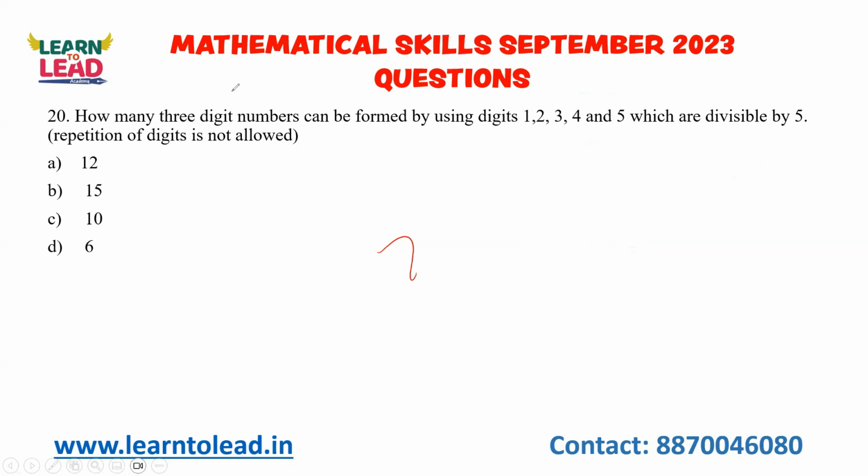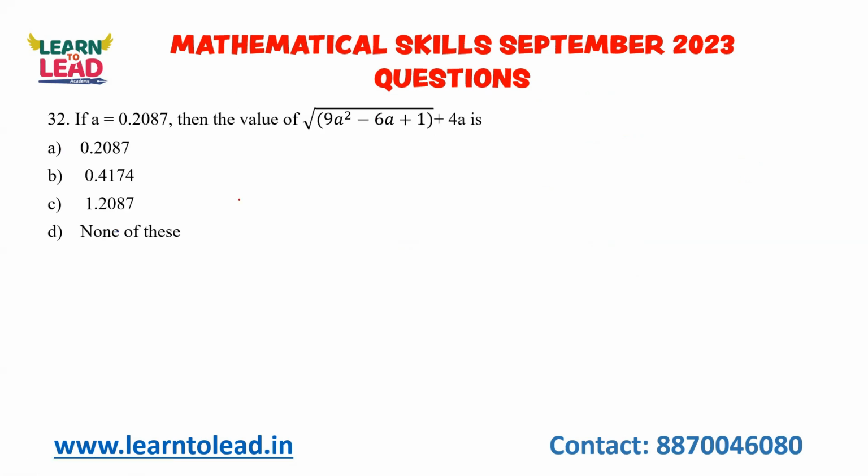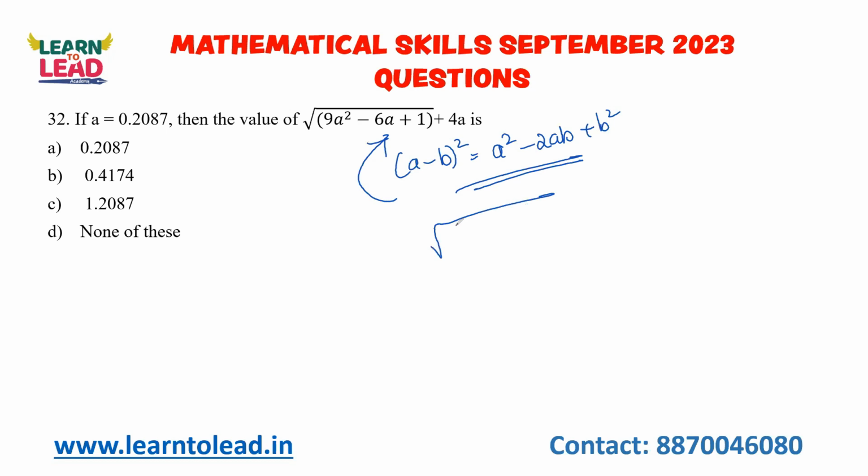Okay, now let us see the next question. See, this is a question based on basic algebra. You should know the basic algebra concept: (a minus b) the whole square is nothing but a square minus 2ab plus b square. If we apply this concept here, we can get 9a square is nothing but (3a minus 1) the whole square. If you expand (3a minus 1) the whole square, you will get 9a square minus 6a plus 1.